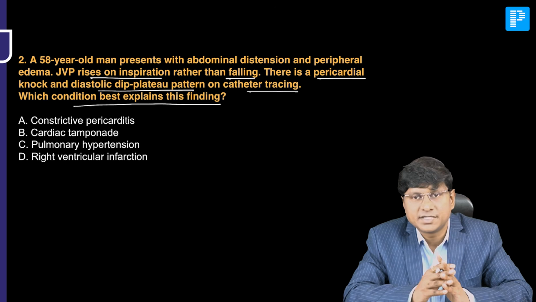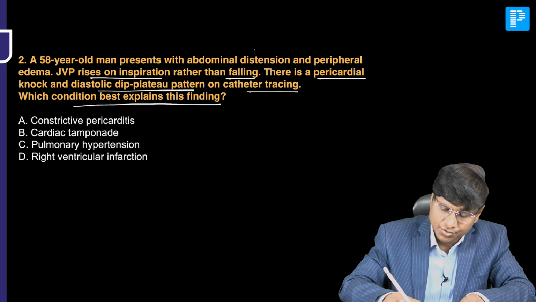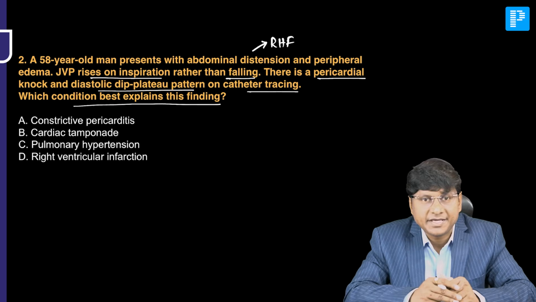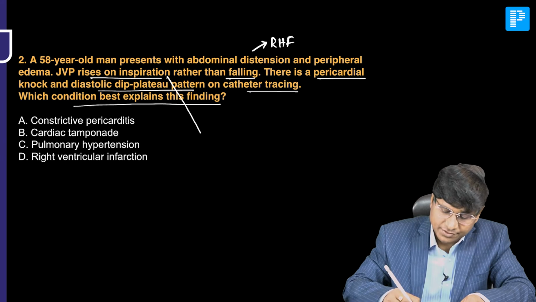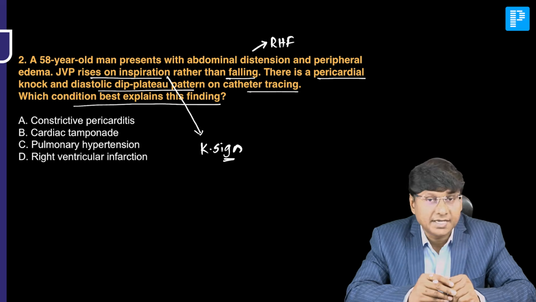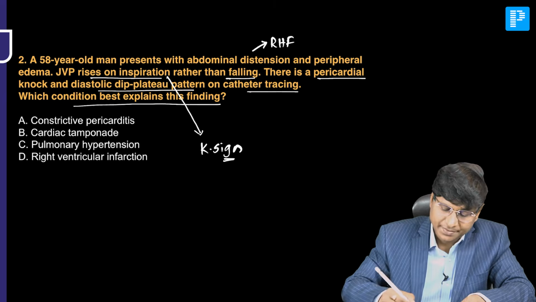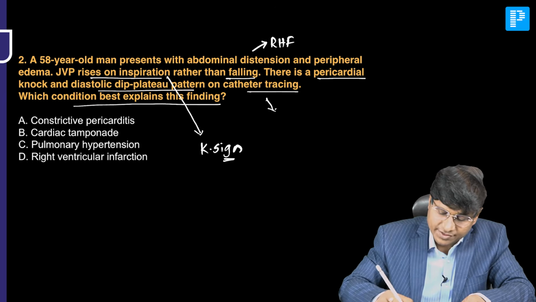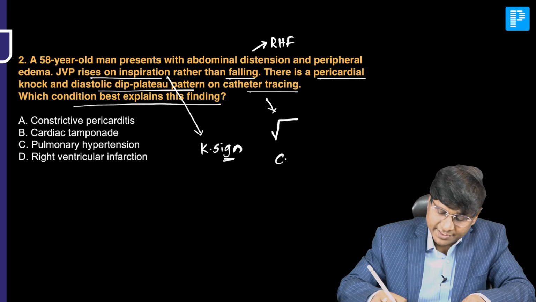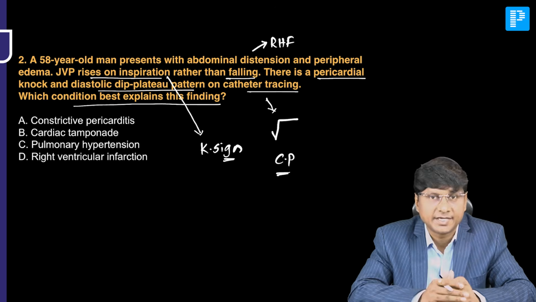So if you see this clinical scenario, the individual is having abdominal distension and peripheral edema, right? So which are the features of right heart failure? And JVP rises on inspiration. So what does this tell you? This tells you about the Kussmaul sign. And there is a pericardial knock and diastolic dip plateau pattern on the catheter tracing. This is nothing but the square root sign. And this square root sign is present in patients with constrictive pericarditis.